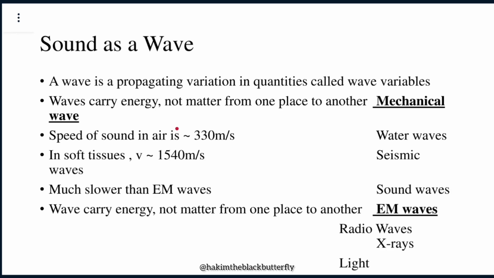Sound is a wave, and it's a mechanical wave. And sound has speed. It moves at a speed, and this speed depends on the medium through which the sound is traveling. An example here, they are showing you that the speed of sound in air is 330 meters per second. In soft tissues in the body, the average speed is 1540 meters per second.